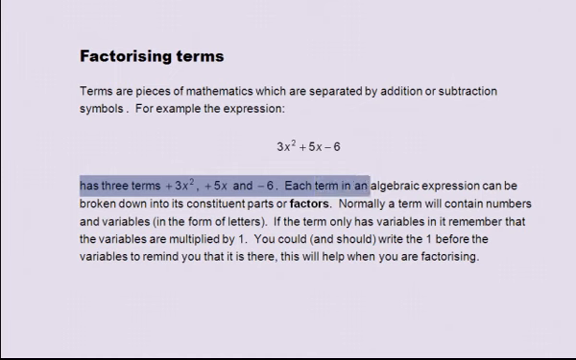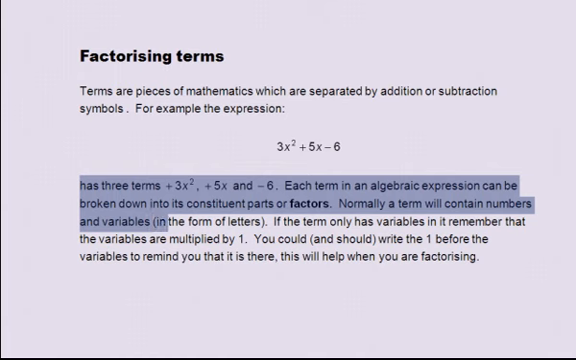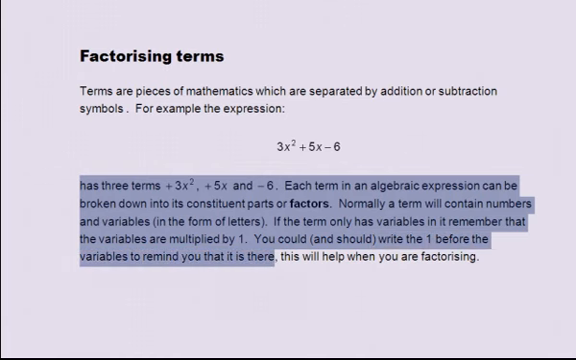Each term in an algebraic expression can be broken down into its constituent parts or factors. Normally, a term will contain numbers and variables in the form of letters. If the term only has variables in it, remember that the variables are multiplied by 1. You could, and should, write the 1 before the variables to remind you that it is there. This will help you when you are factorising.